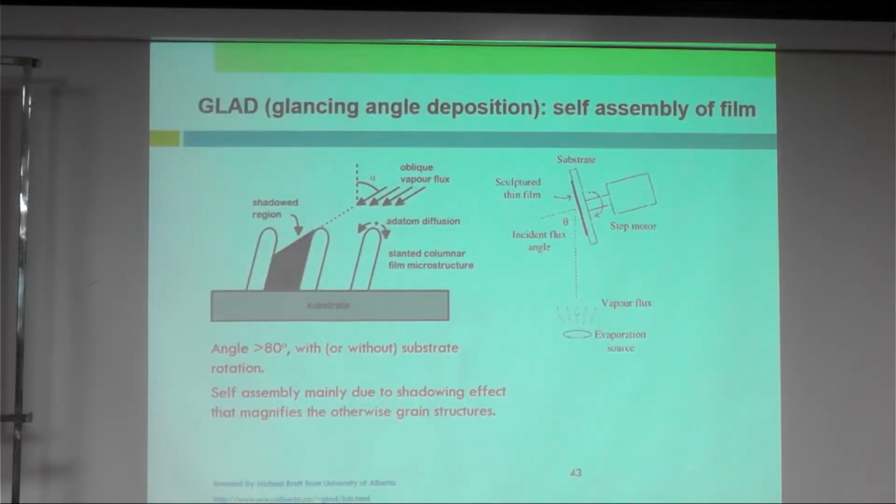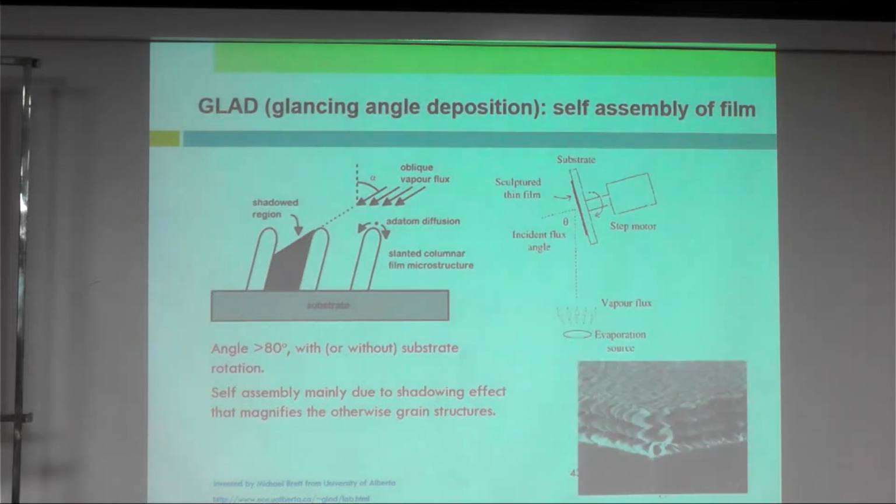So another issue is the glancing angle deposition, self-assembly of thin film. We try to have an angle of more than 80 degrees without substrate rotation. So you have your substrate, and you have a slanted columnar film microstructure here. Then you try to deposit something at this kind of angle. So you have a vapor source here, then you have the incident flux, and you can deposit on the substrate at the angle. So this is an example.